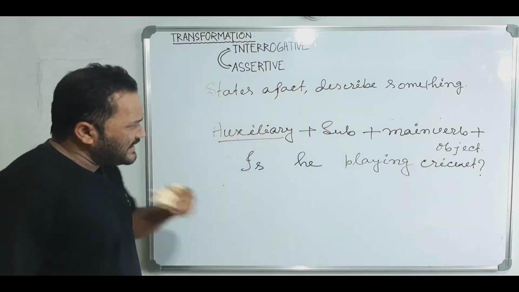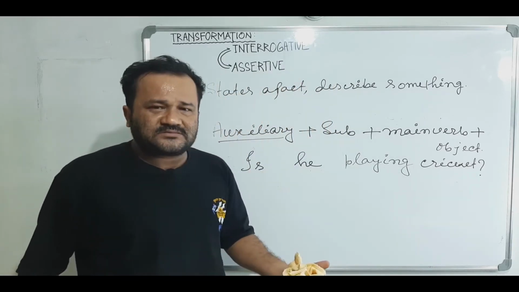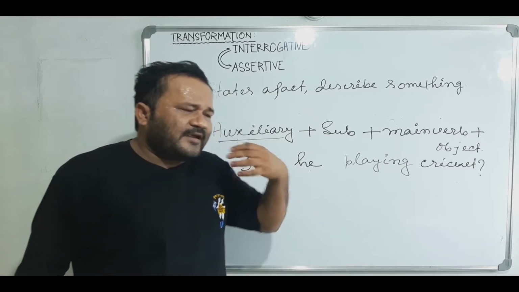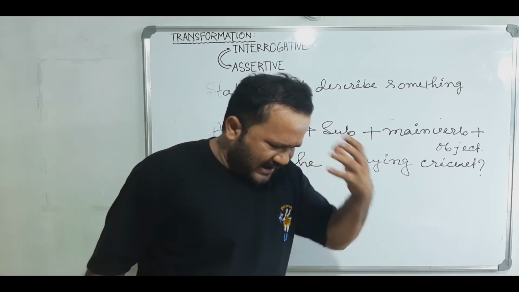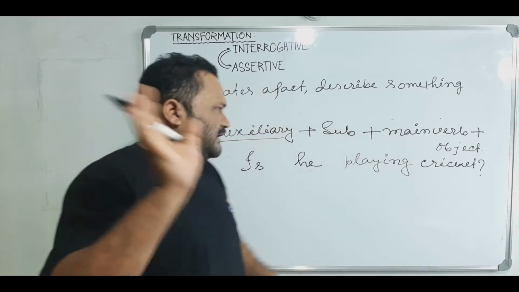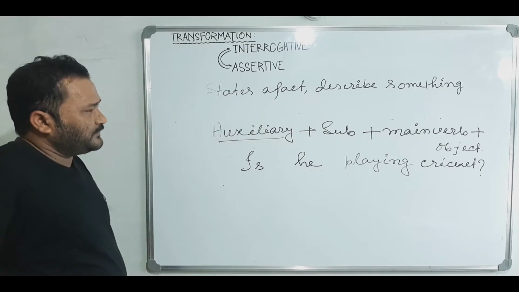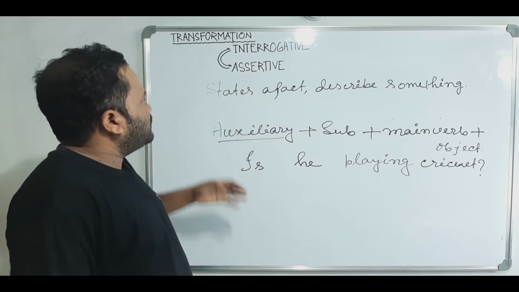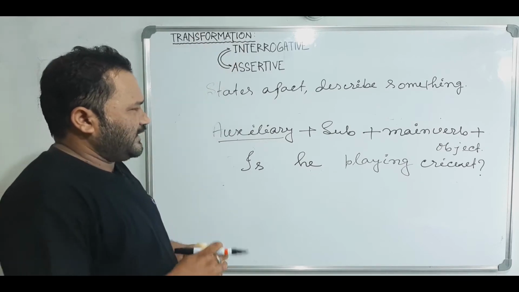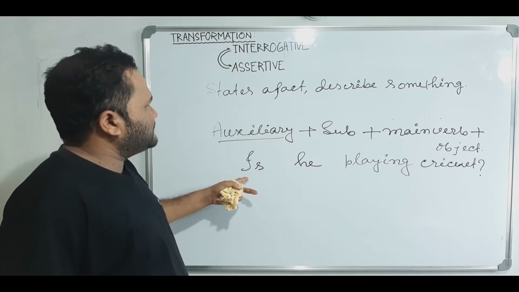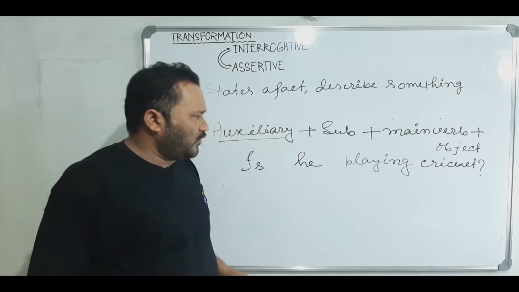Okay. Now, is he playing cricket? Yes, he is playing cricket. Or if the answer is in the negative form, no, he is not playing cricket. Clear? Now, you know about the structure, how to make an interrogative sentence. Okay, I am just giving you the basic idea of the interrogative sentence and assertive sentence. You have already known it.